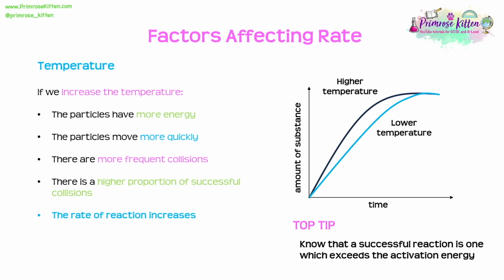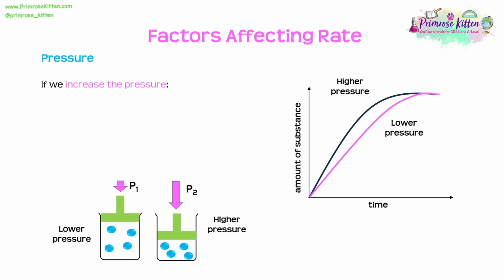Therefore, because we have more frequent collisions, and those collisions also have more energy, the rate of the reaction will increase. If we look at this graph here of amount of substance against time, we can see that when we have a higher temperature, the rate is faster. We can see that because it's steeper. And we make the maximum amount of products quicker than we do at a lower temperature. And the graph shows this because it flattens out earlier for a higher temperature than it does for a lower temperature.